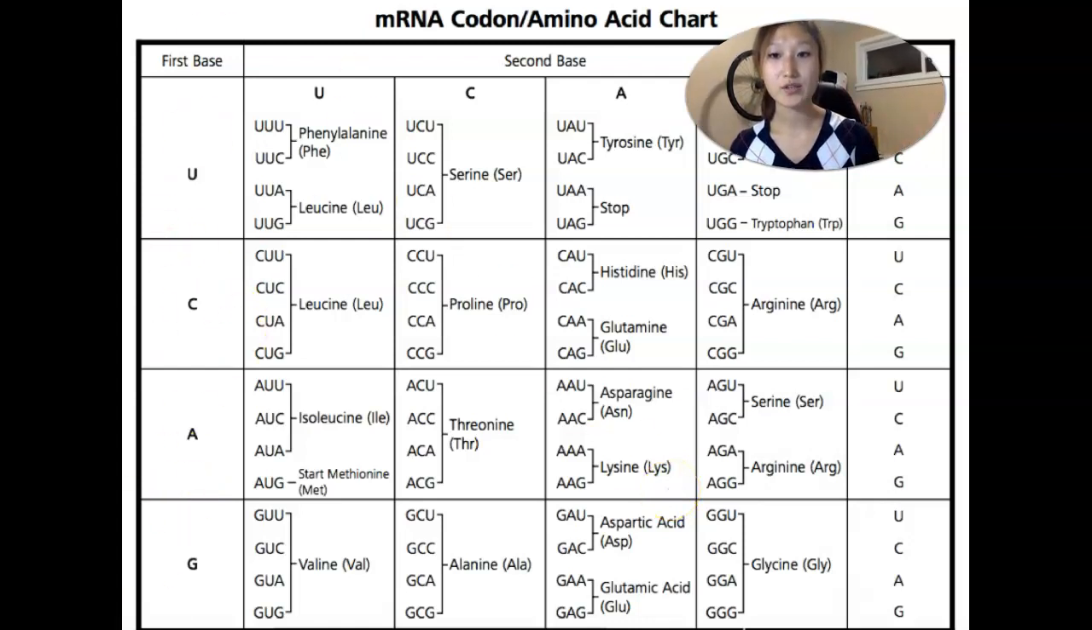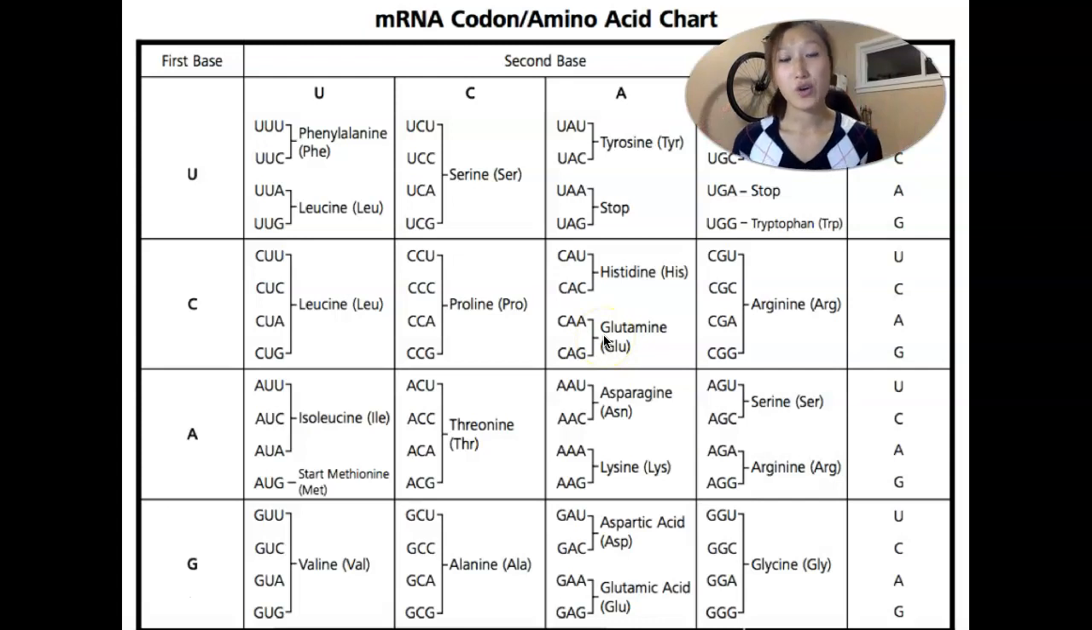You look down first to find your first base, you look across to find your second base, and then you find your specific codon that you're looking for in one of these boxes. For example, if you're looking for CAA, you look down, you find C, you look across, you find the second letter A, and then you find CAA right here. So the CAA mRNA codon is coding for an amino acid called glutamine, okay?